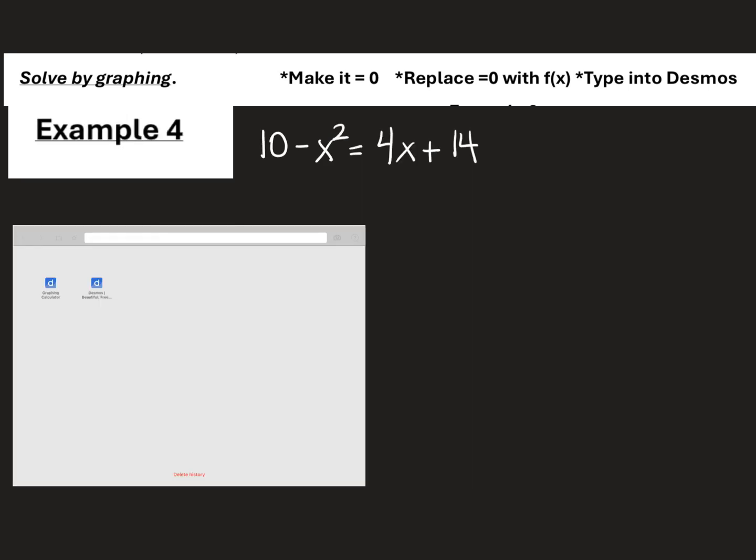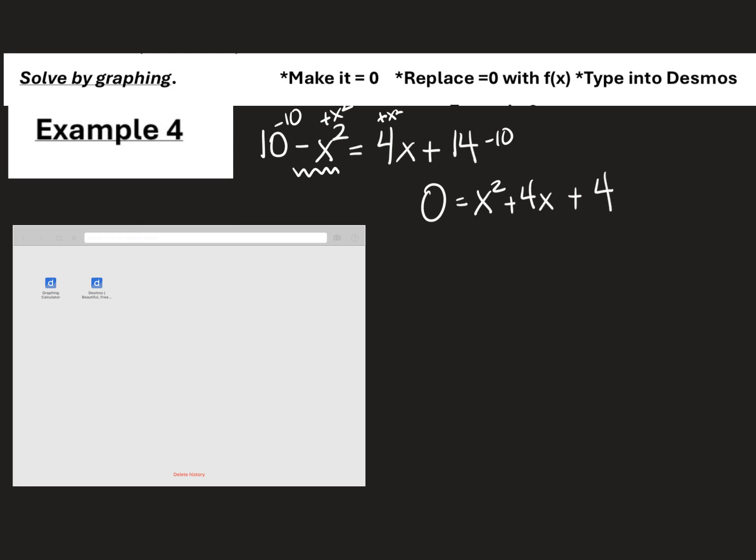Next, we've switched to a quadratic equation, but we're not going to do this any differently. We're going to make it equal 0. And personally, this is just a personal choice. I want my x squared, my quadratic term, to be positive. So I'm going to add x squared to the other side and subtract 10 to the other side to make it equal 0. So I'm adding x squared and subtracting 10. So I'm going to have 0 equals x squared plus 4x plus 14 minus 10 is 4.